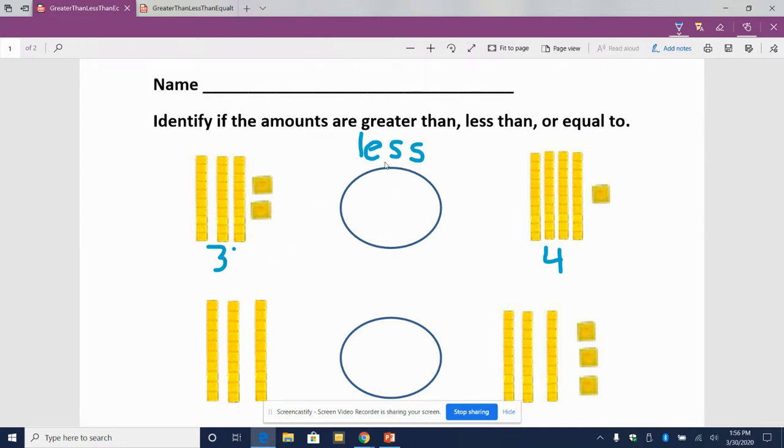So we have 3 10s is less than 4 10s. Now, a way we're going to teach you how to make that is with little symbols that look like triangles. So the greater than symbol looks like this. The less than symbol looks like this. And equals we've been doing all year long.